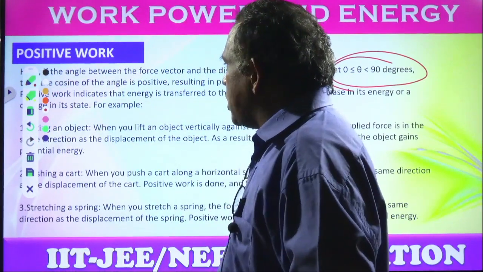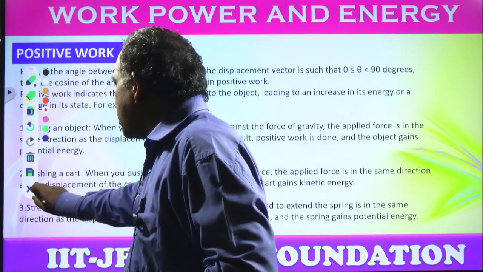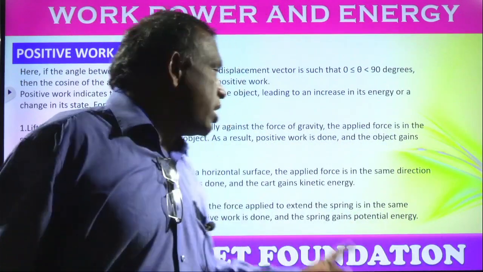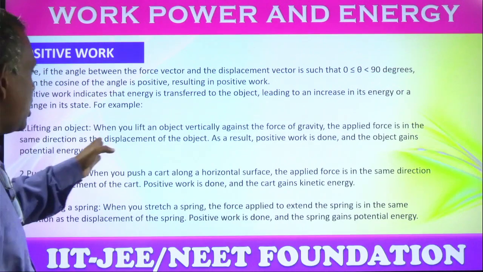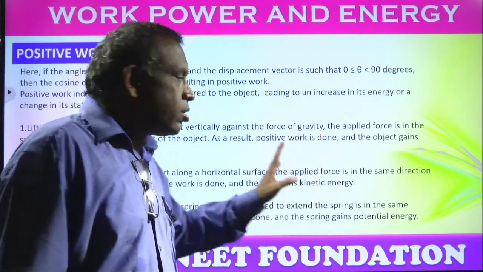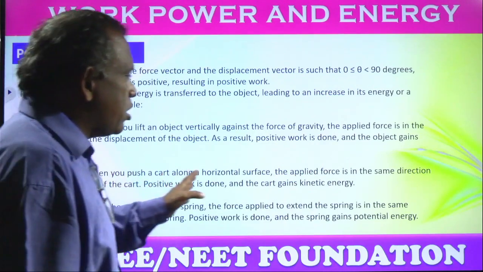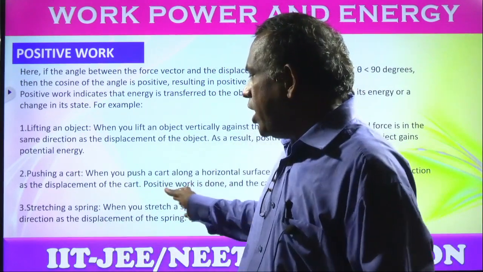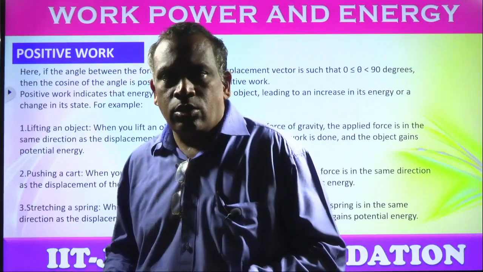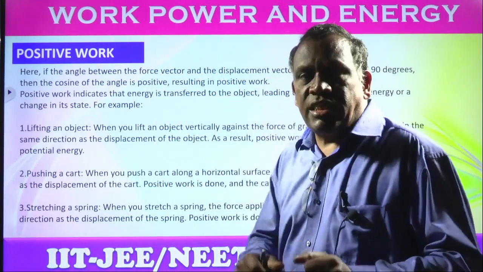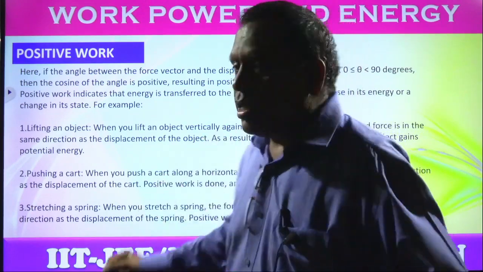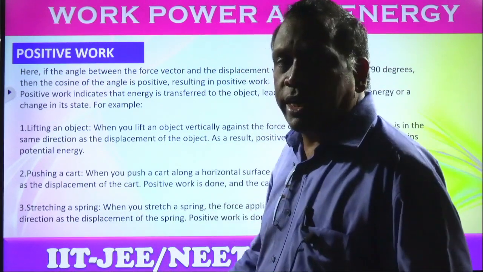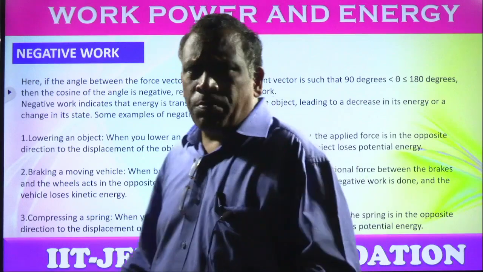Examples of positive work: lifting an object. When you lift the object vertically against gravity, the force is in the same direction as the displacement, hence it is called positive work done. Or pushing a cart, the force applied on the cart moves it in the direction of the force, the angle is something like 0 to 90, so it is called positive work done. Stretching a spring, the force and displacement are in the same direction, that's why it is also positive work done. So this is about positive work done.